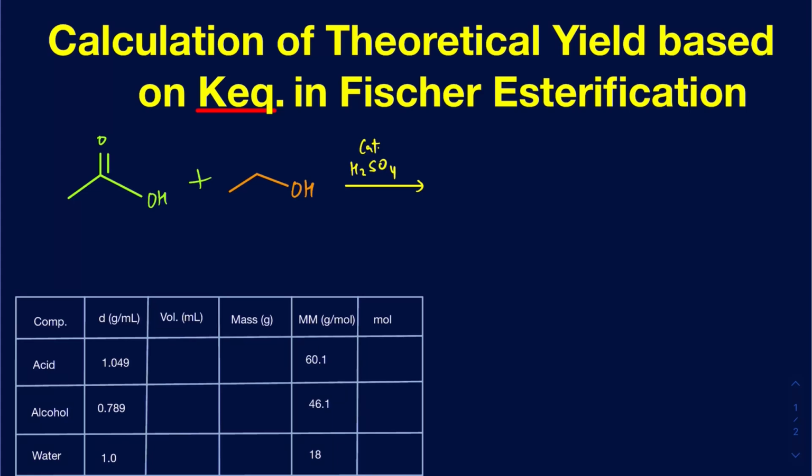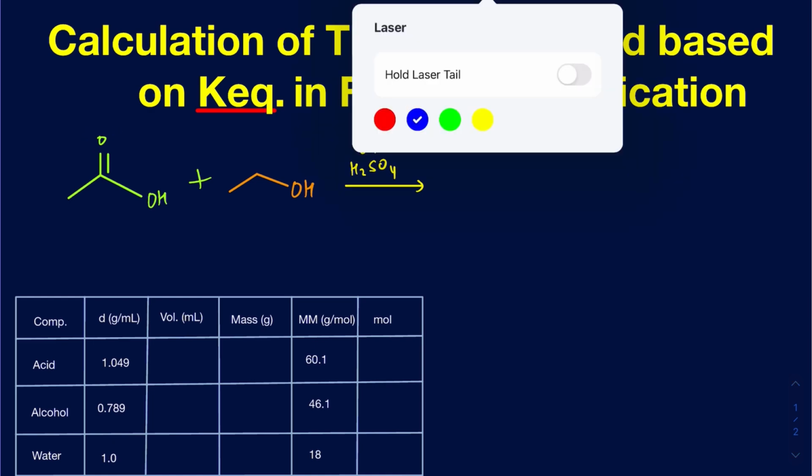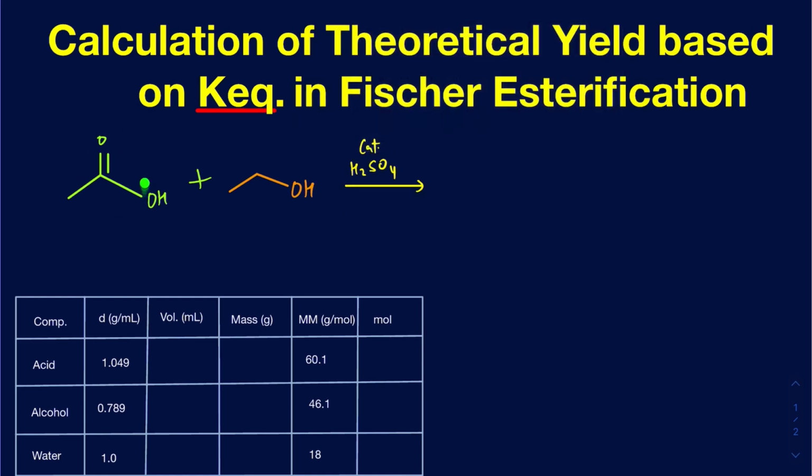Hello everyone, in this video I'm going to be talking about how you're going to be calculating the theoretical yield of an ester when you're doing a Fischer esterification, which is technically the combination of an acid with an alcohol in the presence of a strong acid, something like sulfuric acid. That's usually a catalyst, so maybe 2 to 3 drops of sulfuric acid is going to be good enough.